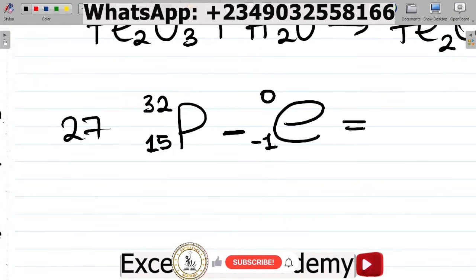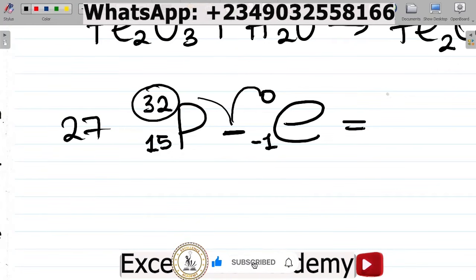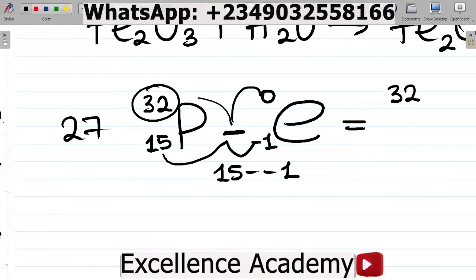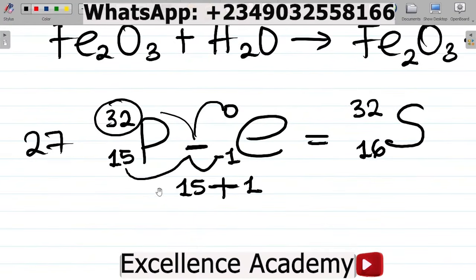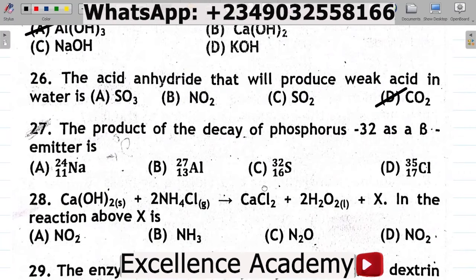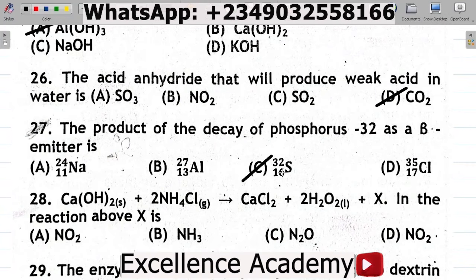So let's subtract this. 32 minus 0 gives you 32. 15 minus minus 1, minus minus gives you plus, so 15 plus 1 gives you 16. Recall that this shows you the atomic number. So which element has atomic number 16? The answer is sulfur, S. So the symbol becomes 32/16 S. That is option C, the correct answer.